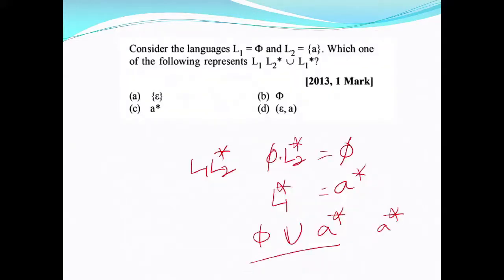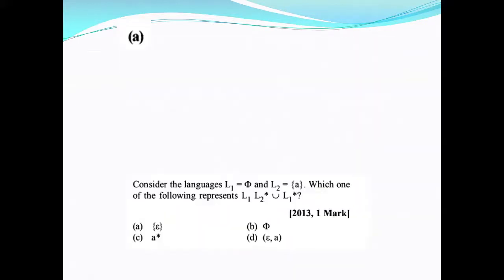This is wrong. Union L1 star. What is L1 star? L1 star is A star. 5 union A star. 5 union A star is A star. So answer is wrong. You have to check for A star. So answer is C, not here.